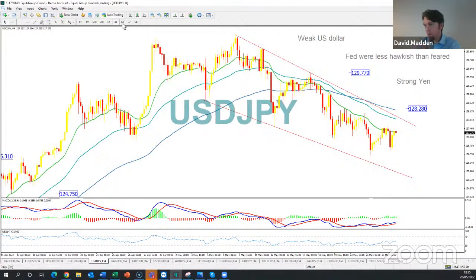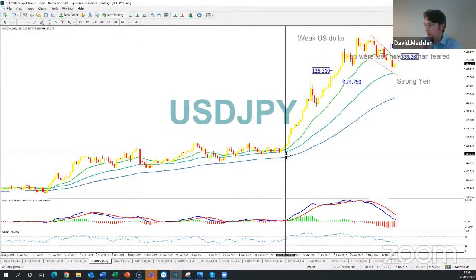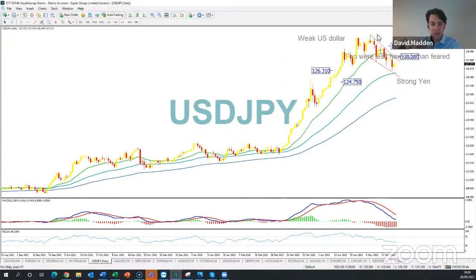But if you look at it on a daily chart, you go, wow, fair enough, we've pulled back from 131.40ish down to 127.30. We've dropped about 400 pips, which is a lot. But when you compare that to the fact that it's actually managed to rally 1,600 pips since the beginning of March, it really puts things in perspective.